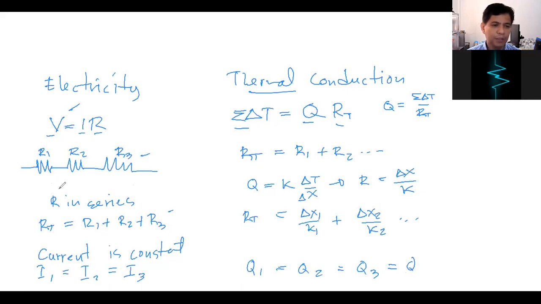tapos yung voltage naman dito sa series, ano? Di ba? This is V total. V total pag series is V1 plus V2 plus V3. So yung voltage na yon, analogous yon sa delta T. So pag kukunin niyo naman yung summation of delta T sa series, ang summation of delta T ay delta T1 plus delta T2 plus delta T3. Okay? So, I hope you're getting this analogy.